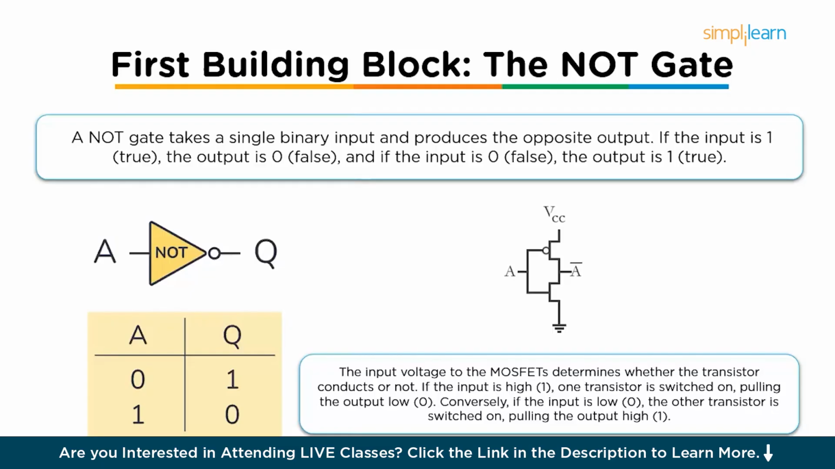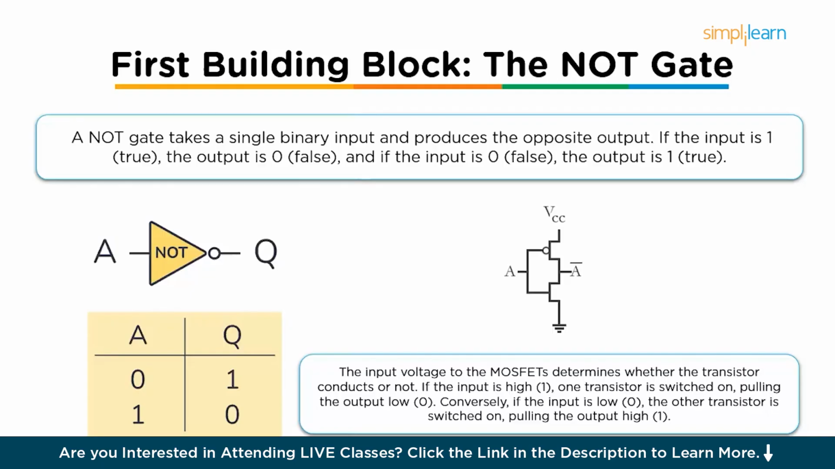NOT gates are used in combination with other basic logic gates such as AND, OR, and XOR gates, which we will learn in the next module, to create more complex operations like additions, multiplications, and decision making in digital systems. So in conclusion of module 1, VLSI technology is the backbone of modern electronics, enabling the development of powerful, compact, and energy efficient devices.